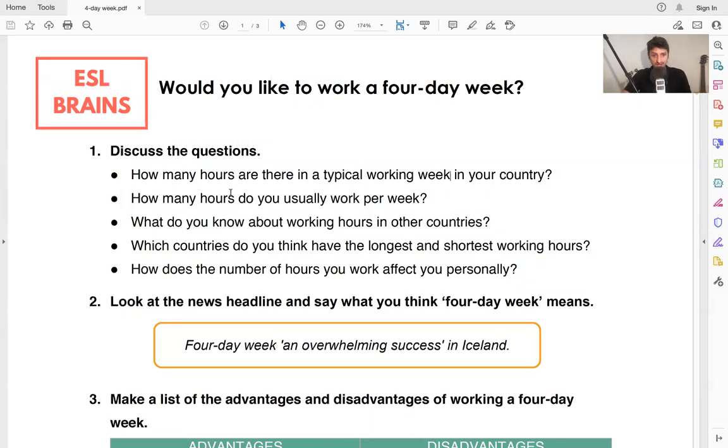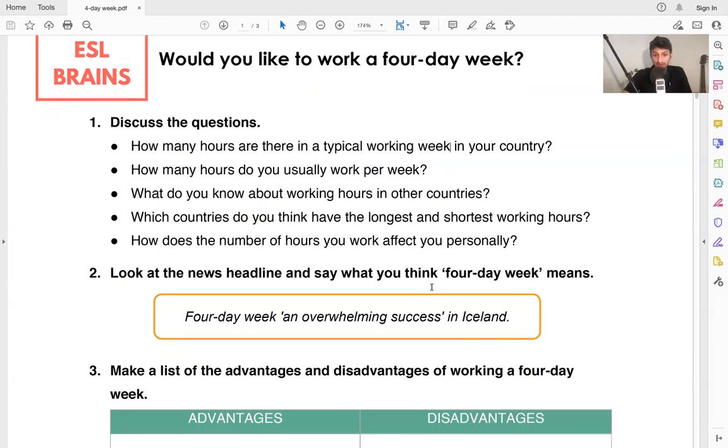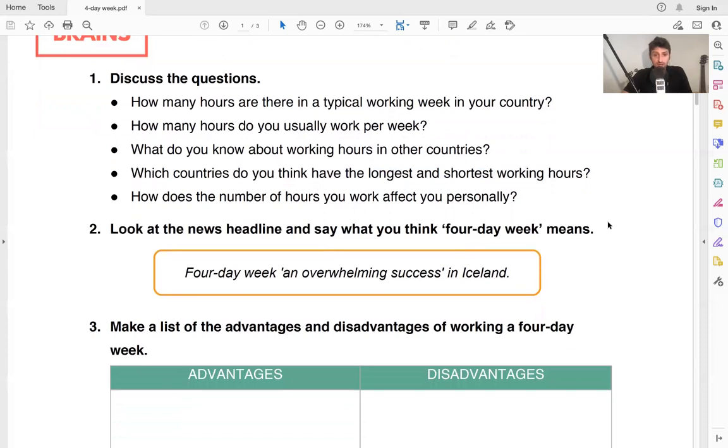So in the United States, we have 40 hours. Most people work more. And if you work more than 40 hours, you get paid overtime. Now, I'm from the United States, but I live in Europe. And in Europe, they are talking about reducing the working hours. So we're going to talk about what countries have the longest and shortest working hours. Okay, so this would be a great research. Before you come to class, maybe research this: what countries have the longest and the shortest working hours?